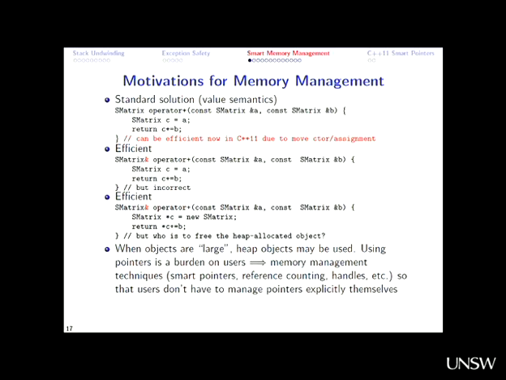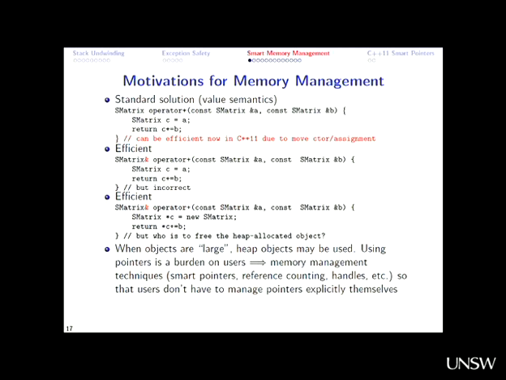Another way you might do it is to create a pointer, and create this on the heap. That's missing the copy constructor call, but that should be a copy constructor copying A. And then you can return plus equals B there. But then the question is, who becomes responsible for destroying that object later on? Who has ownership over that piece of memory? That's what we might talk about.